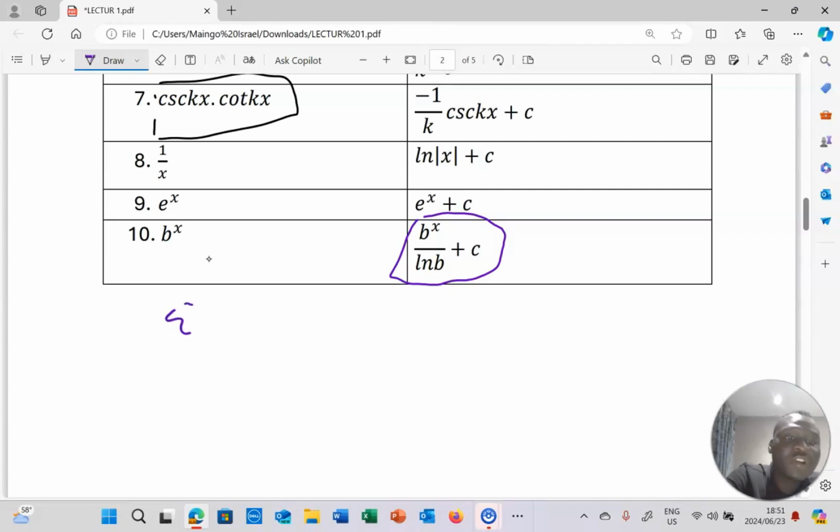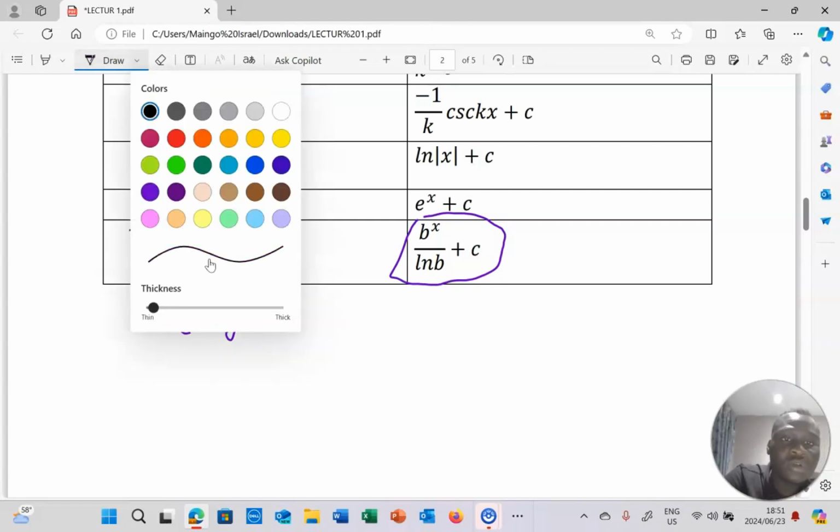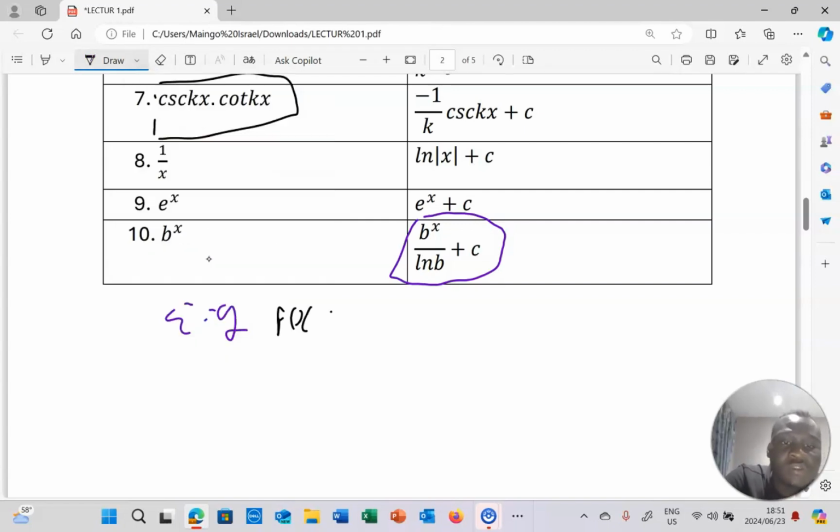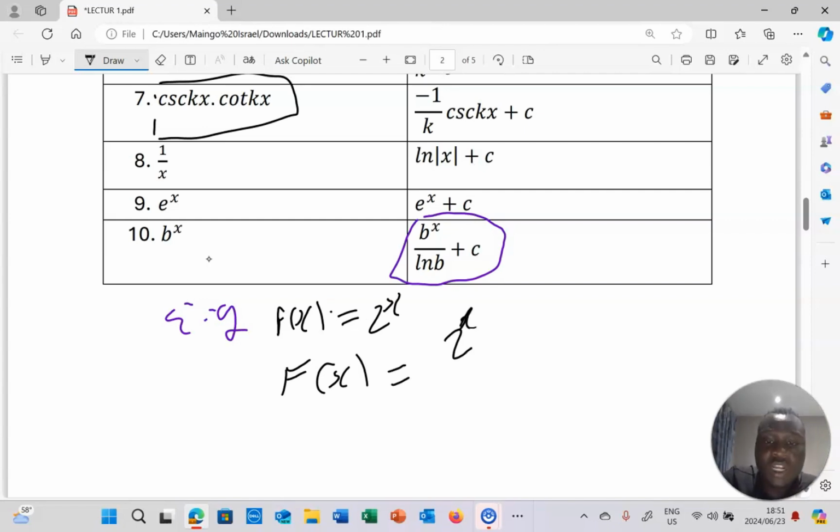If we take an example, we can talk about f of x equals 2 to the power x. Its antiderivative will be 2 to the power x over ln of 2 plus a certain constant. So this is an example. So that's how we do it.